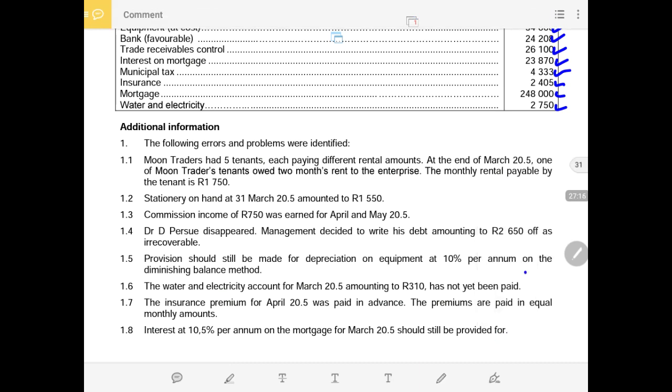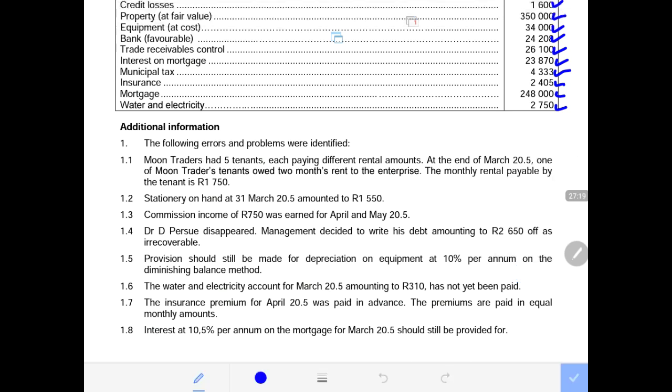The first adjustment is telling us that Moon Traders had 5 tenants. We can see that this business is in the business of rental. Had 5 tenants, each paying different rental amounts. Maybe they stay in different places, or they stay in one place. I don't know why they would pay different amounts. At the end of March 2005, one of Moon Traders' tenants owed how much? He owed 2 months rental to the enterprise.